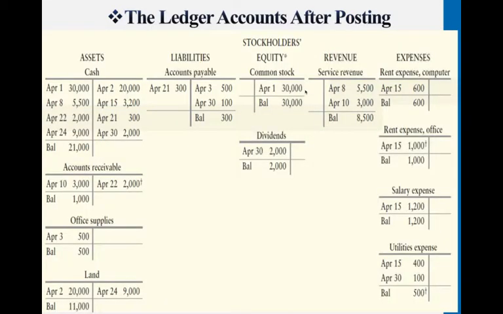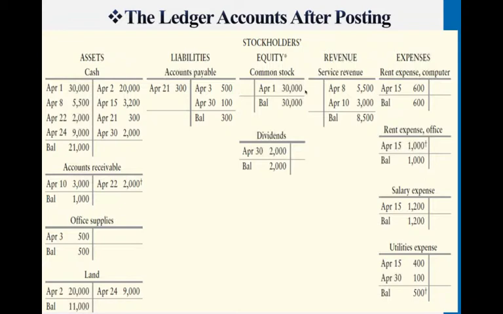Okay, so this is an example of what a ledger would look like after multiple transactions happen. We just went over about 4 transactions, journalized them in the journal, and posted them to T accounts. But after multiple transactions, it should look something like this.